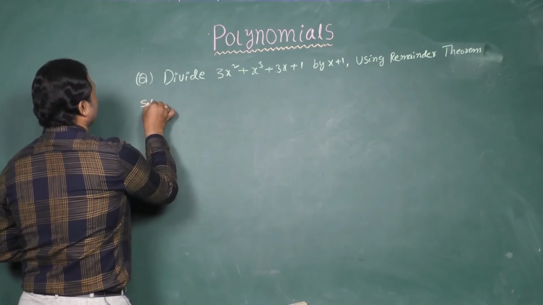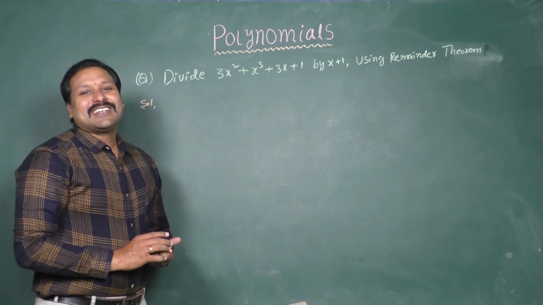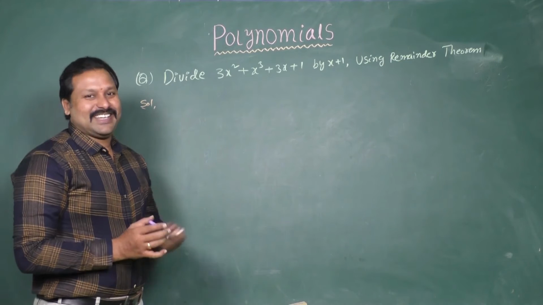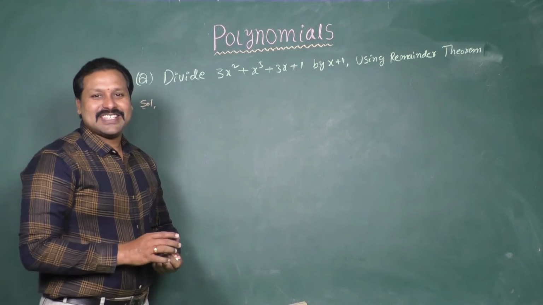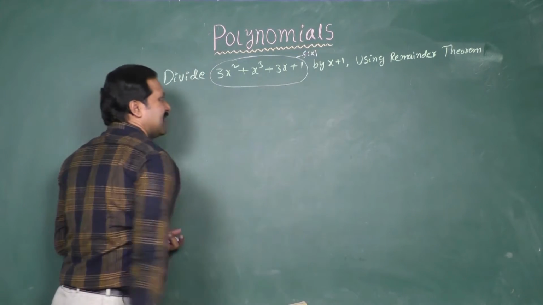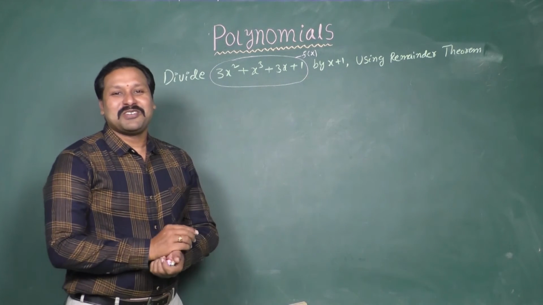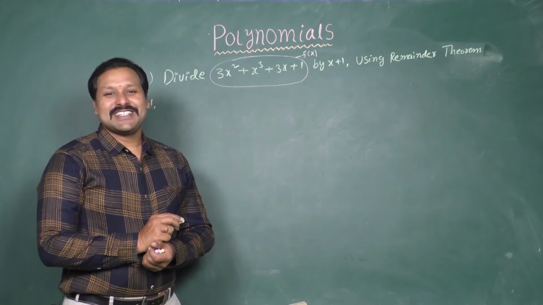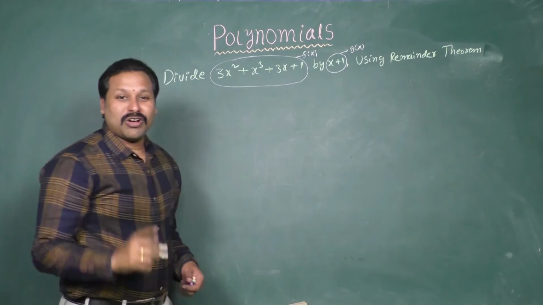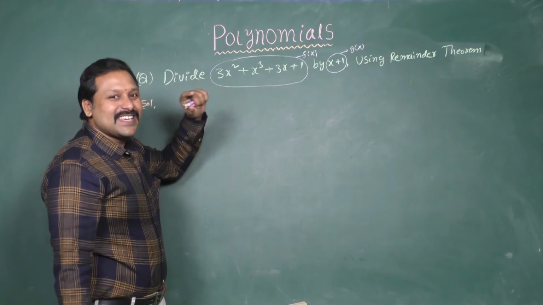Solution. By the definition of remainder theorem, the given polynomial expression is nothing but the dividend. Dividend is denoted as f of x. Divisor is here x plus 1. According to remainder theorem, the divisor is denoted by g of x.